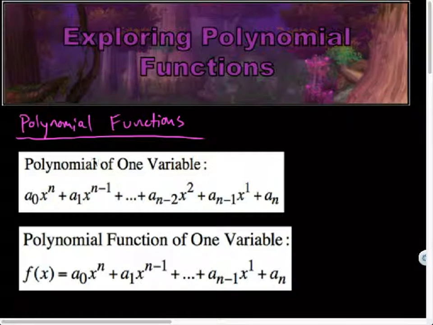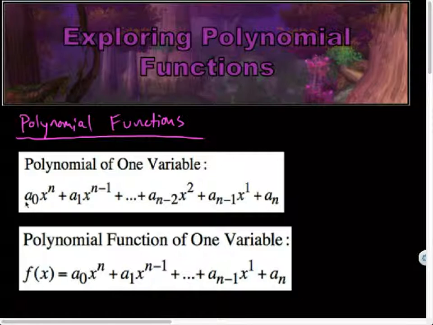Today we're talking about exploring polynomial functions. That's right. And today's section heading is specifically polynomial functions. Seems somewhat redundant, but we're going to explore it like it's some awesome purple-blue forest. Oh, it'll be wonderful. So first of all, I wanted to talk about a polynomial of one variable.